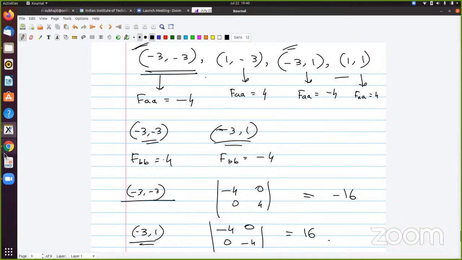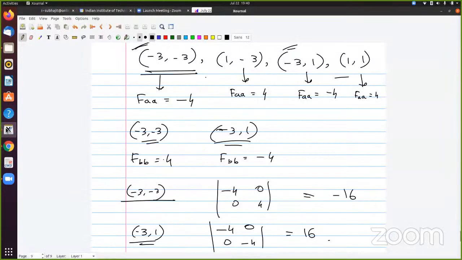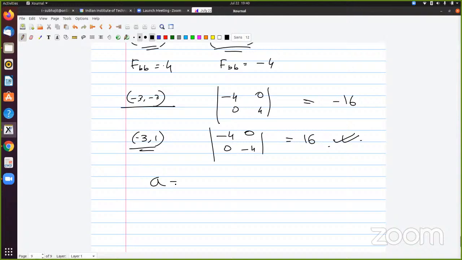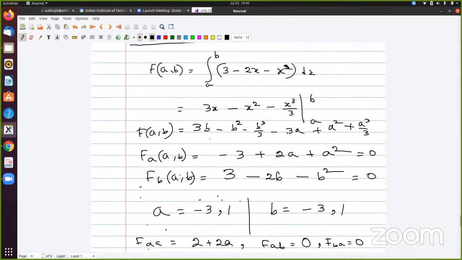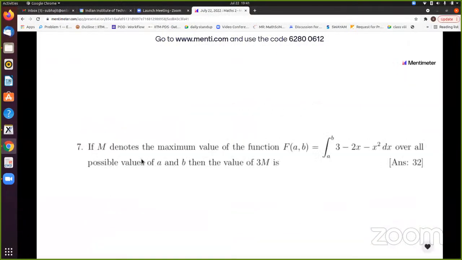Which one do we need? Determinant should be greater than 0, right? So determinant greater than 0, that means this is the point. So (-3, 1) is the point, right? Now you can go back to the equation of f(a,b) and put the values of a and b. That will give you the maximum value. That is your M, and then 3M needs to be calculated. Then you can get this value, right? So that is the solution to the problem.